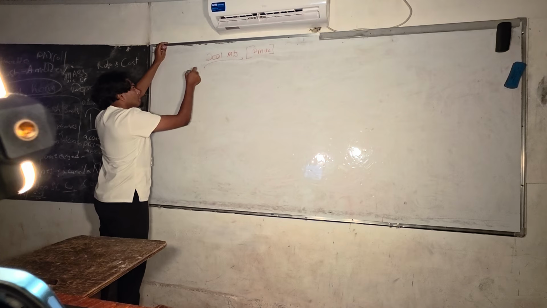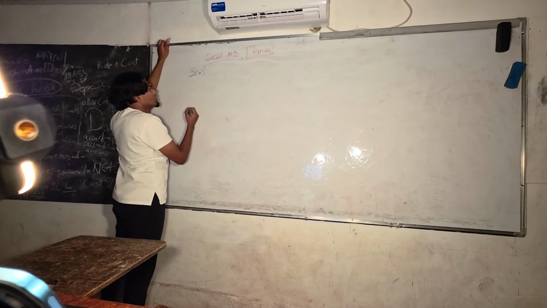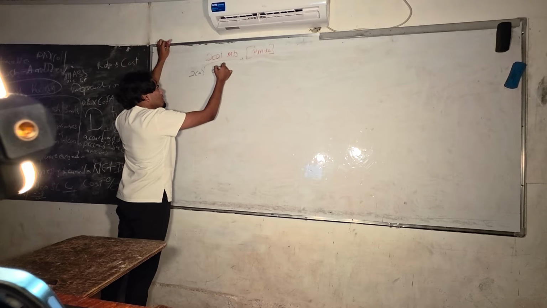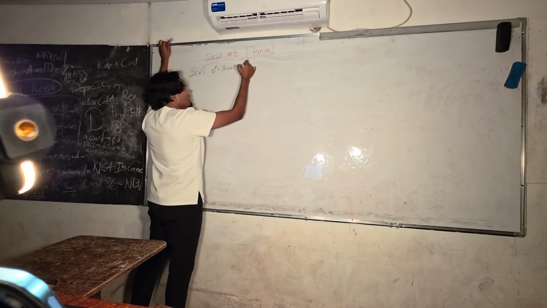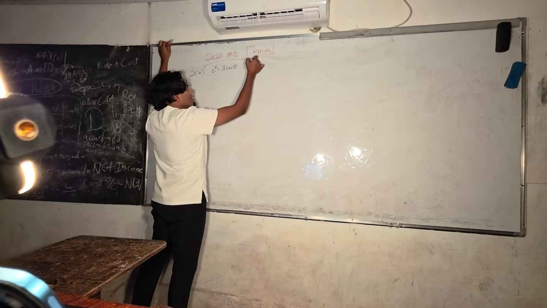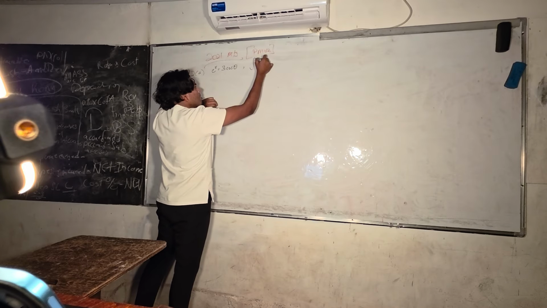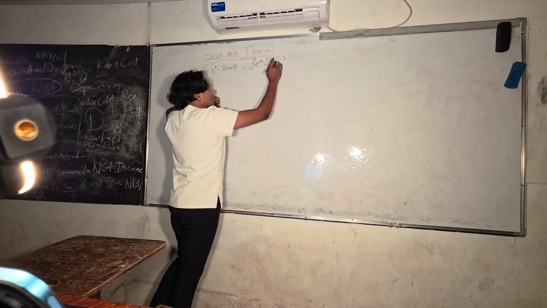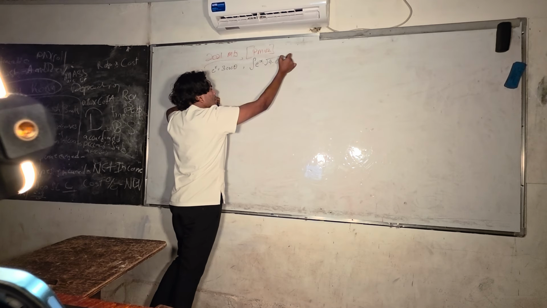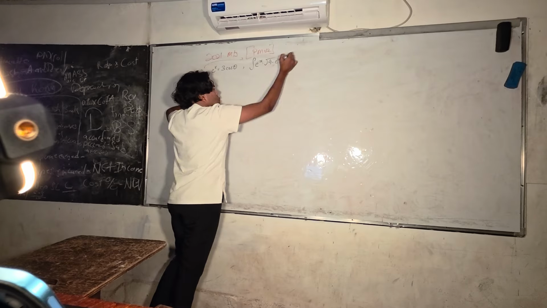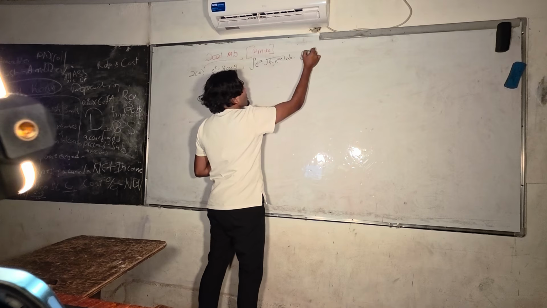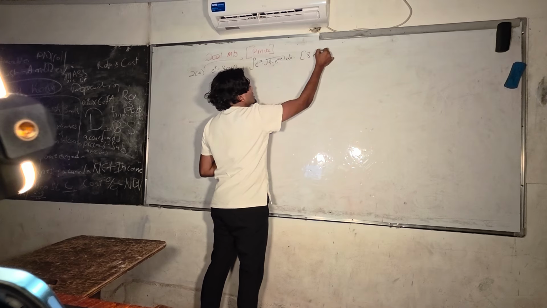Question 2a. Using the substitution e to the x equals 3 cos theta, or otherwise, determine the integral of e to the x multiplied by the square root of 9 minus e to the 2x, dx. How many marks is that for? 8 marks. Alright, let's go.